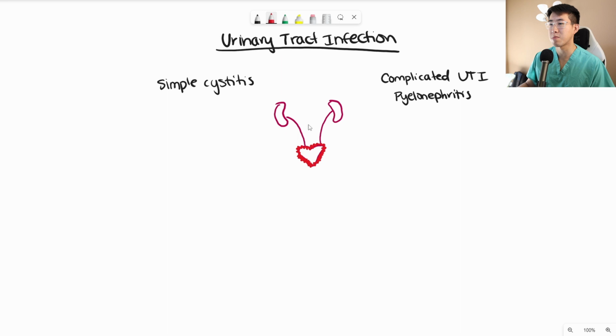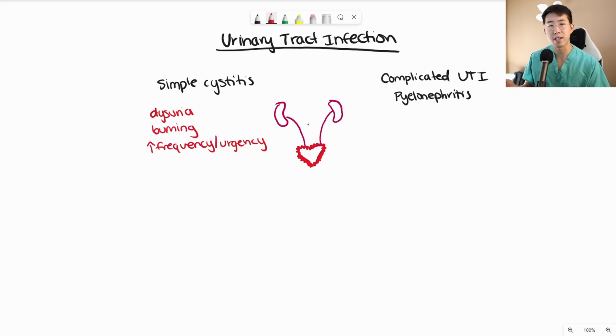Some of the symptoms that you're going to have in this case are going to be dysuria, so pain with urination, or urinary burning, or increased frequency and urgency. You may also get tenderness over the bladder itself when you press on a patient's abdomen, so you may also see suprapubic tenderness.